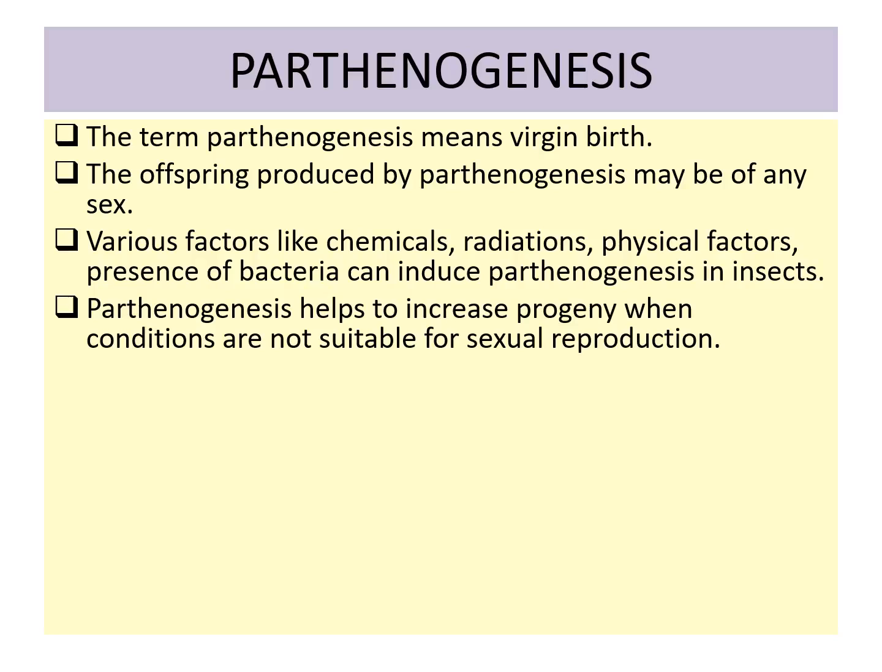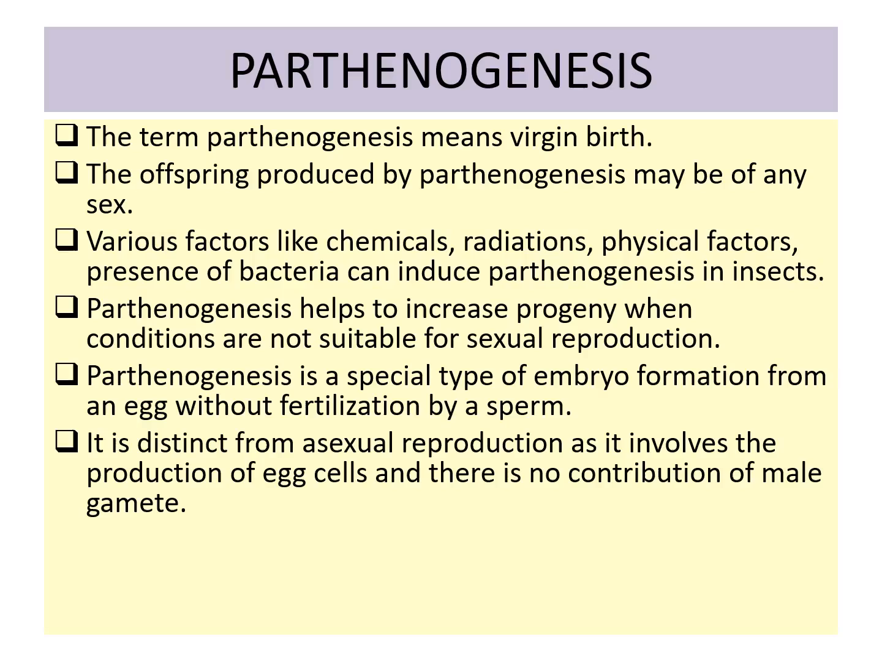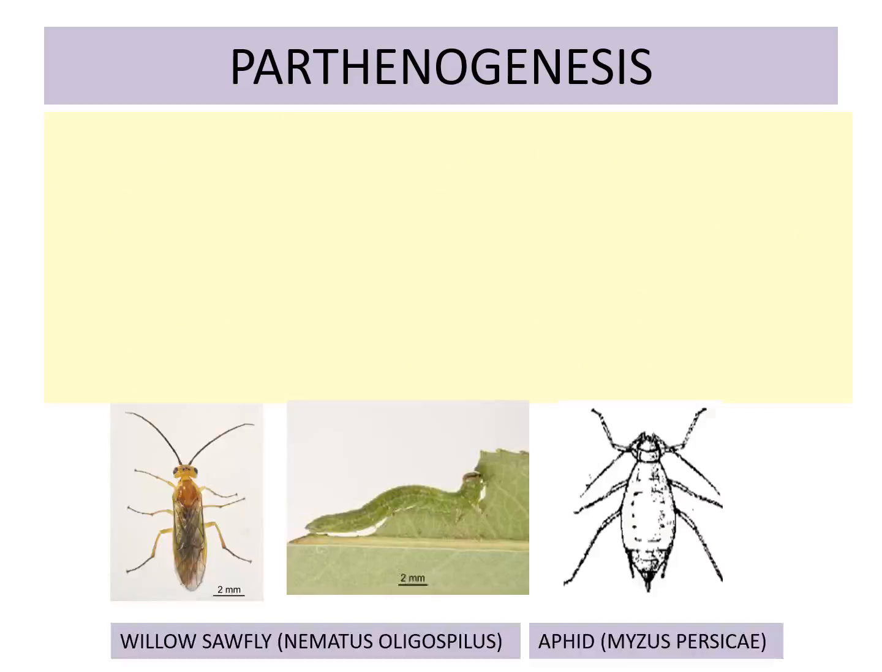Parthenogenesis helps to increase progeny when conditions are not suitable for sexual reproduction. Parthenogenesis is a special type of embryo formation from an egg without fertilization by a sperm. It is distinct from asexual reproduction as it involves the production of egg cells and there is no contribution of male gamete. Parthenogenetic development is affected by meiotic or mitotic divisions.